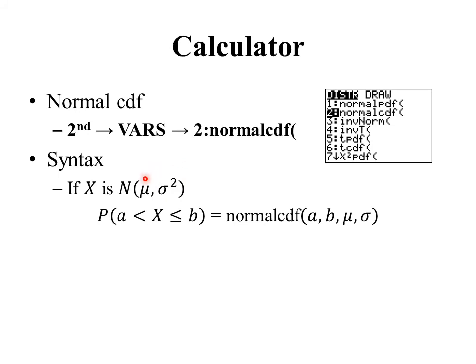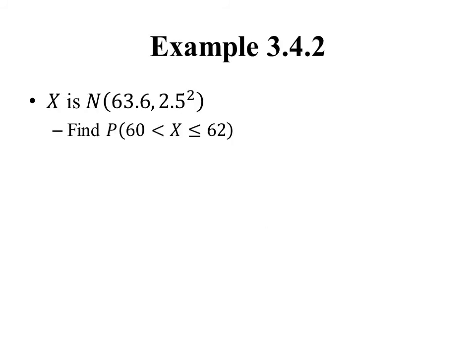In the book and in theoretical calculations we often talk about the variance, but the calculator always wants to talk about the standard deviation. So this last number we enter is the standard deviation, not the variance. Keep that in mind. So to illustrate how to use this, let's look back at example 3.42, where we had this random variable x, meaning the height of a randomly selected woman. It's normally distributed with a mean of 63.6 and a variance of 2.5 squared.